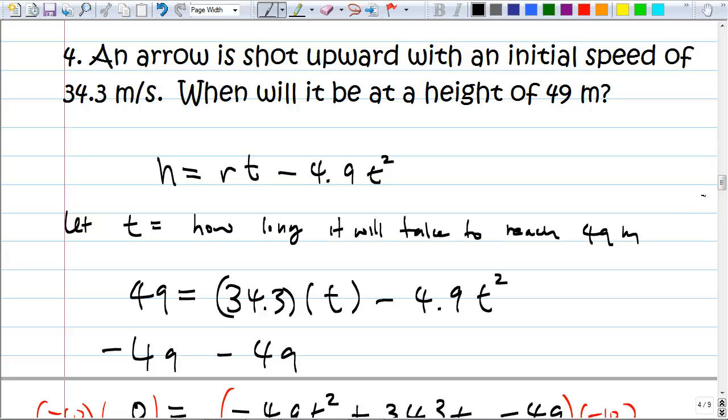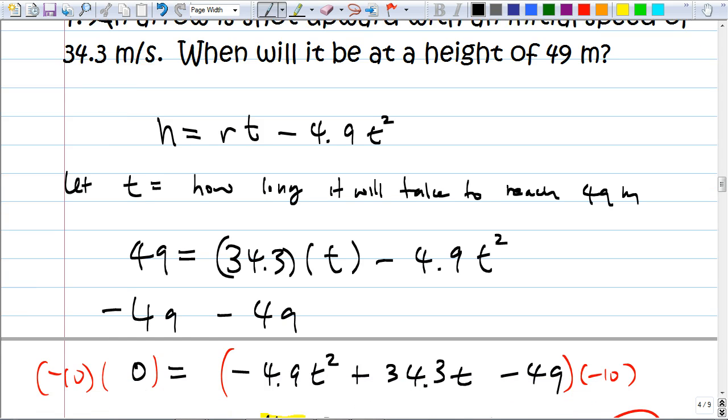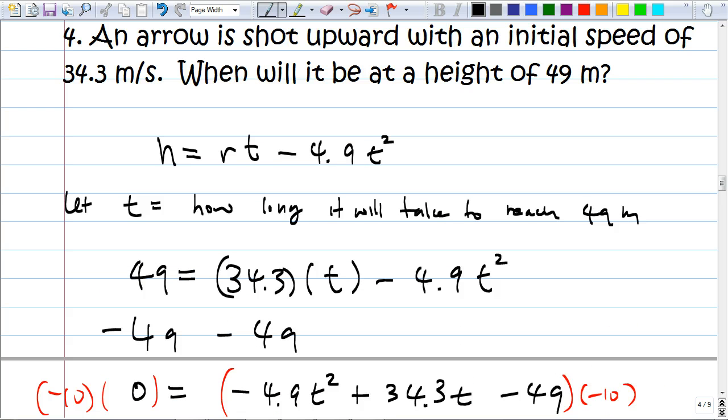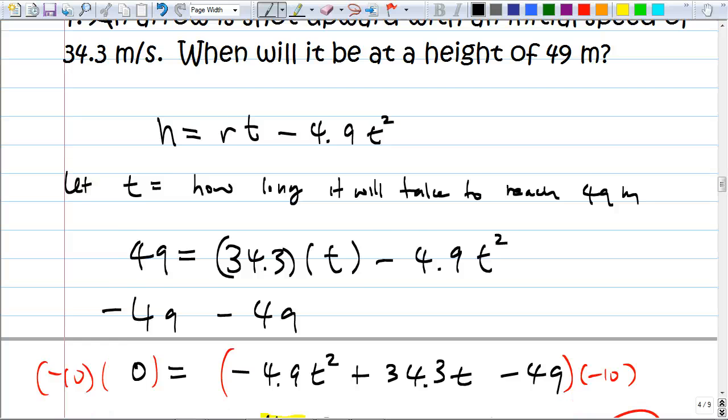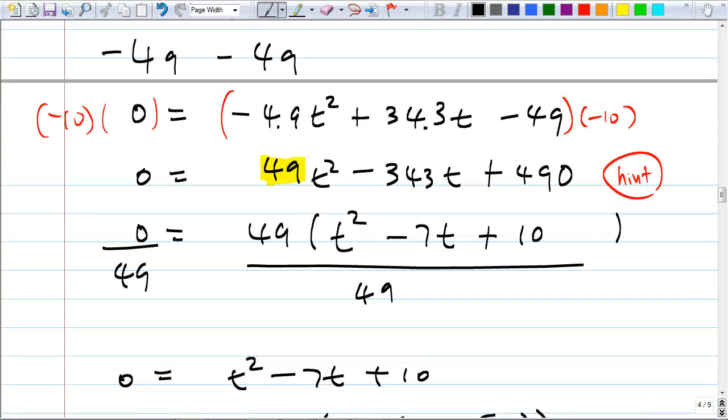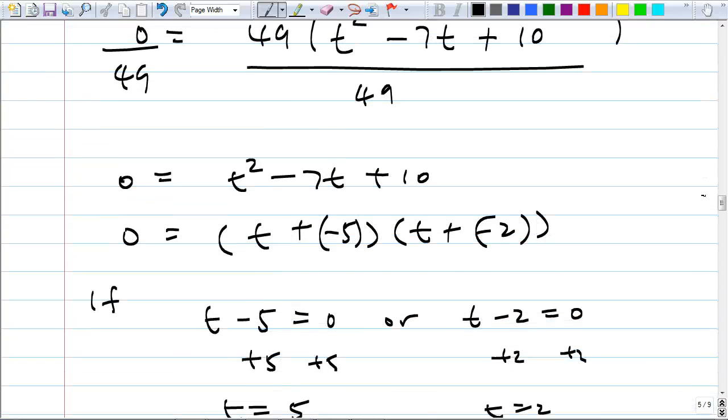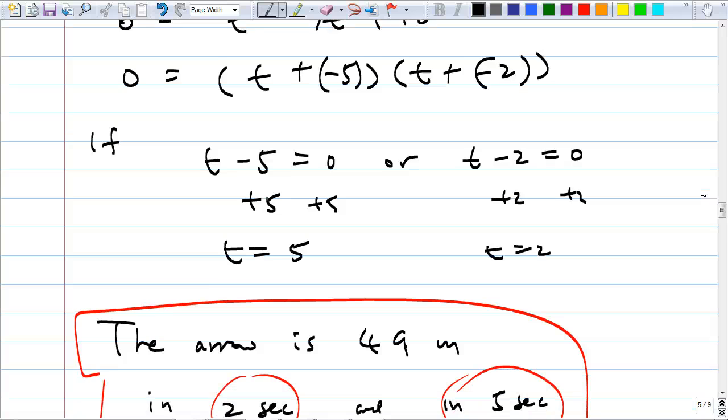So last time we did finish number 4, right? Let's continue on. But I do want to talk a little bit more about this example 4 because it's sort of interesting. You know how we use that formula h equals the height. So we plug in 49 there, and then the rate was 34.3. And so we've solved this, and we got t equals, you guys remember, look at your notes. t equals what? 5 and 2.